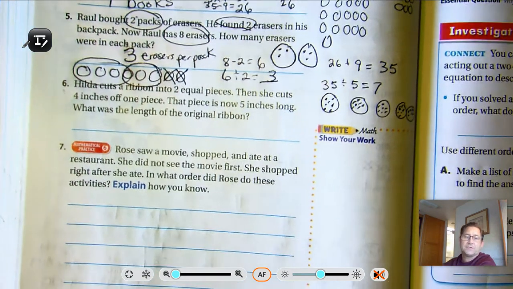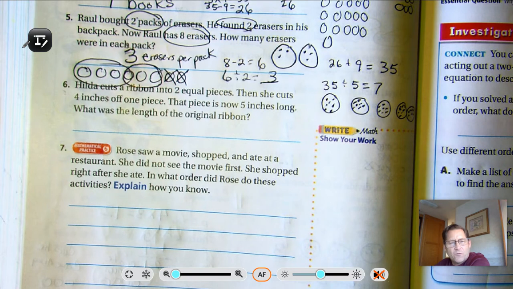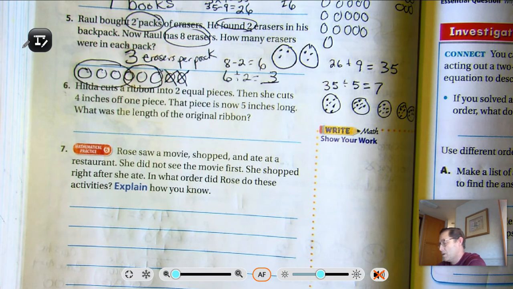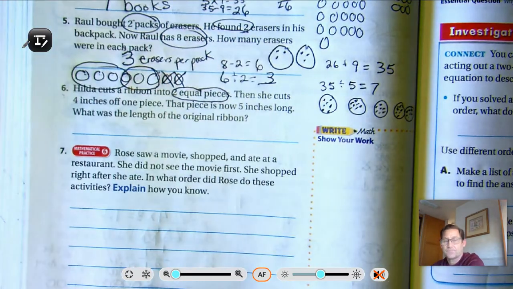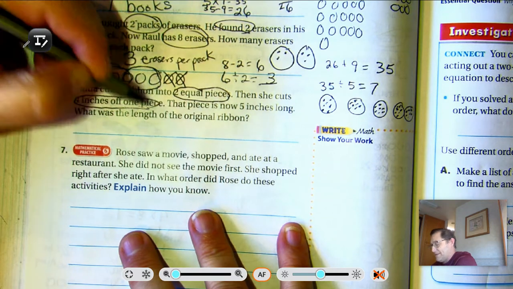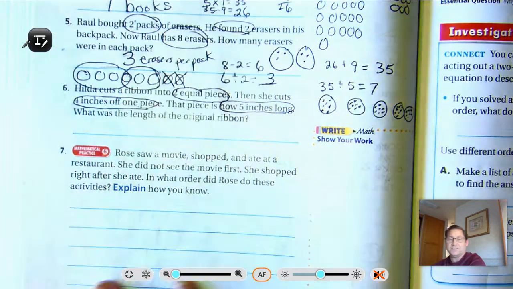Okay, number 6. Hilda cuts a ribbon into 2 equal pieces. Then she cuts 4 inches off one piece. That piece is now 5 inches long. What was the length of the original ribbon? Okay, so we had 2 equal pieces. She cuts 4 inches off one piece. That piece is now 5 inches.